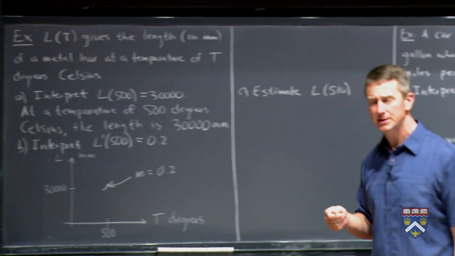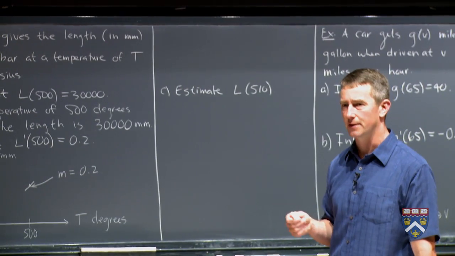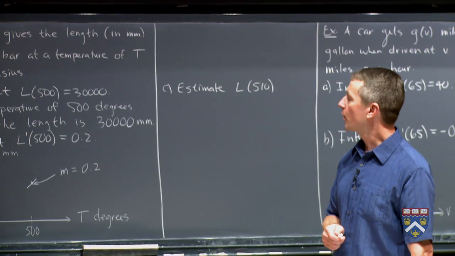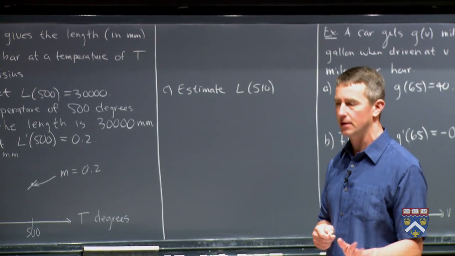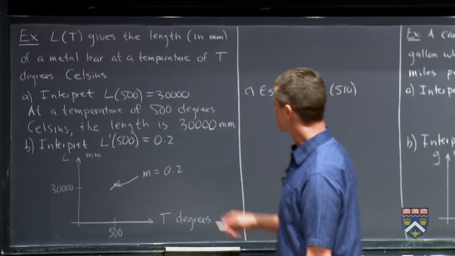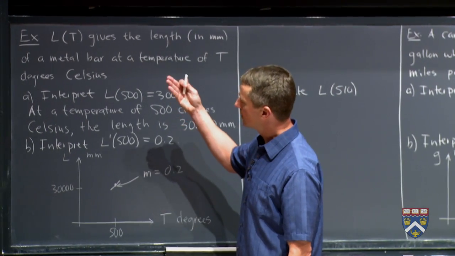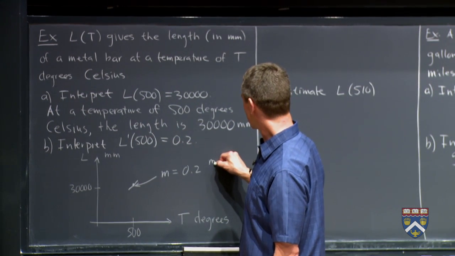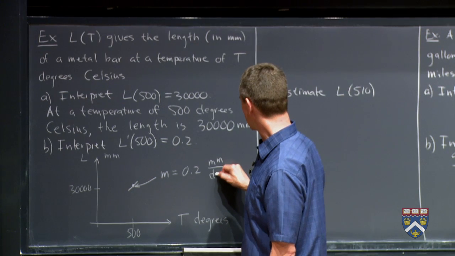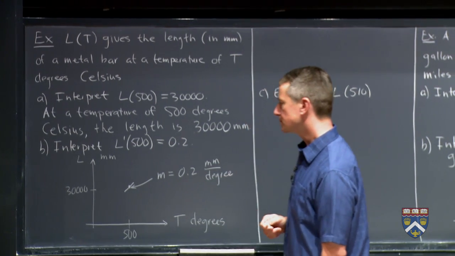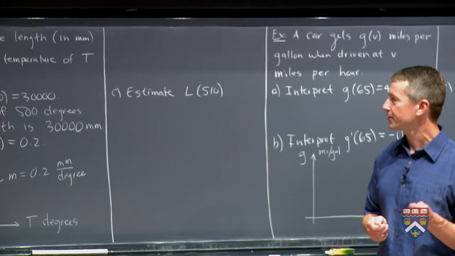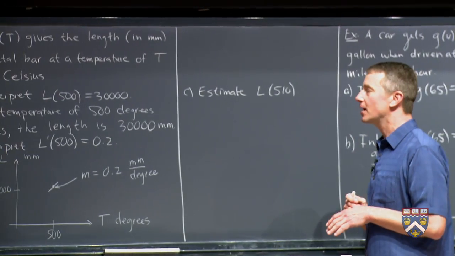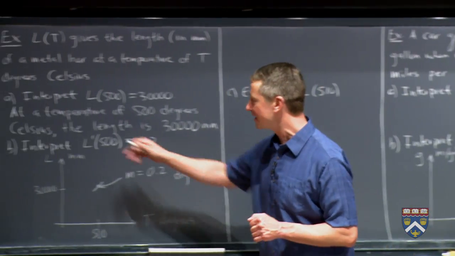But the key to answering this question is to get the units right. 0.2 what? So if you think back to that example we did the first day, where we also interpreted a slope of a linear function, units were crucial there. It's a slope, so it's a ratio of y values to x values. So this is 0.2 millimeters per degree. And when we answer this, we want to make it really clear that we understand that this is the instantaneous rate of change. So we're not talking about on an interval. We're saying exactly at 500.